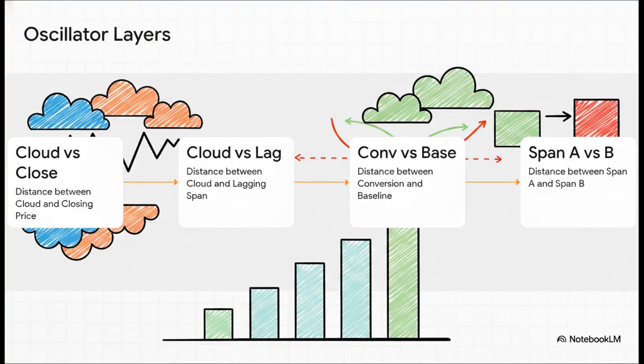So how does the oscillator actually fix this? Well, it beautifully distills all that chaos by taking the overlay data and stacking it neatly below your chart. It does this by measuring 4 specific distances. Step 1 is the distance between the cloud and the closing price. Step 2 measures the cloud to the lagging span. Step 3, the conversion line to the baseline. And Step 4 measures span A to span B. It takes those 4 exact distances and stacks them up into one clean, highly organized histogram.